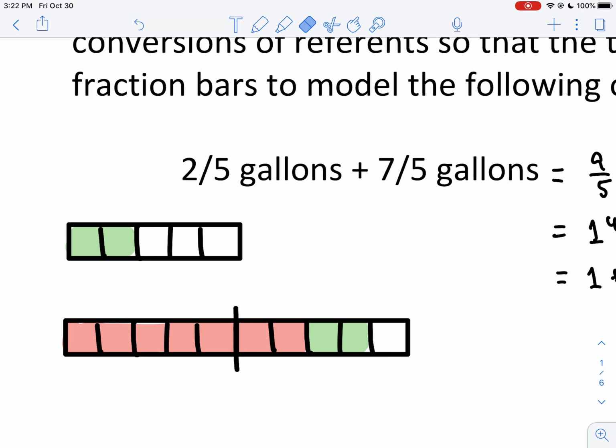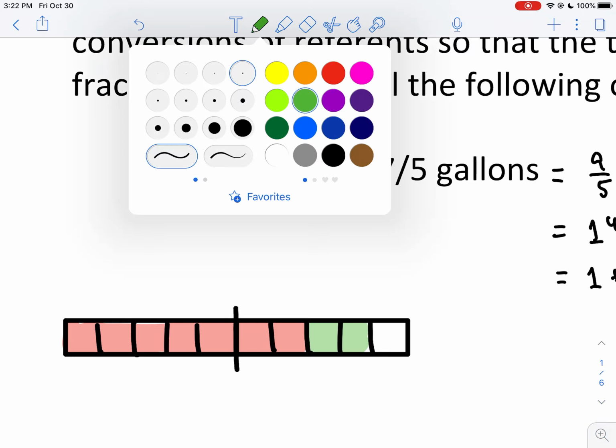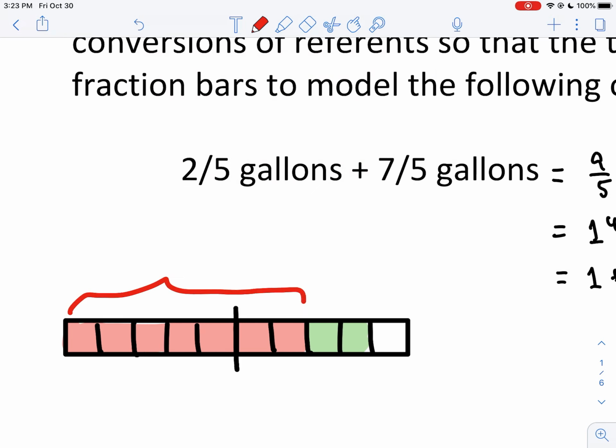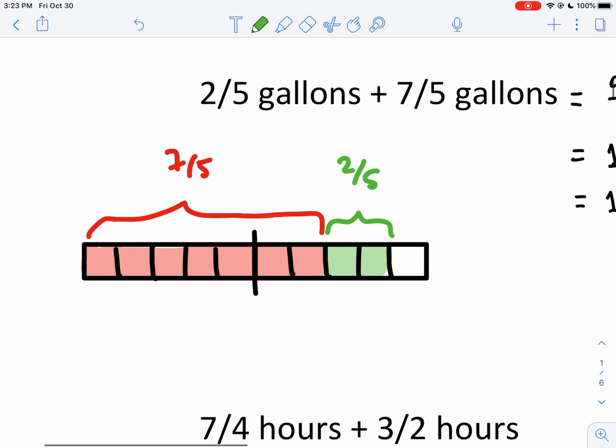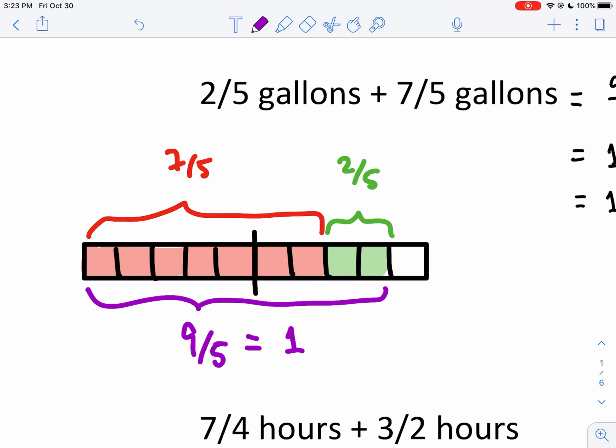And say, in fact, let me just go ahead and get rid of that representation. And we can see that we've combined 7/5. Remember, addition is commutative, so I can combine them in either order. 7/5 and 2/5 together combined to make a total of 9/5, which is one whole and an extra 4/5.